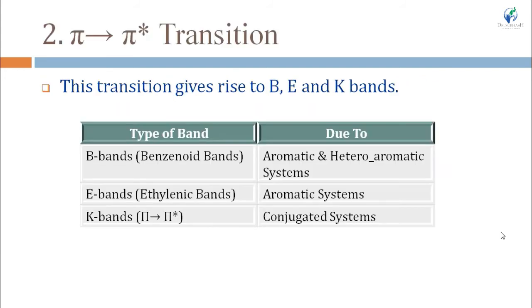Now the second transition is pi to pi star transition. This transition gives three bands: B, E and K. The first transition, n to pi star, gives the R band, while this pi to pi star transition gives B, E and K bands. B bands are known as benzenoid bands, E bands are known as ethylenic bands and K bands are known as pi to pi star bands. B bands are because of aromatic and heteroaromatic systems, while E bands are present in aromatic systems, and K bands are shown by conjugated systems.